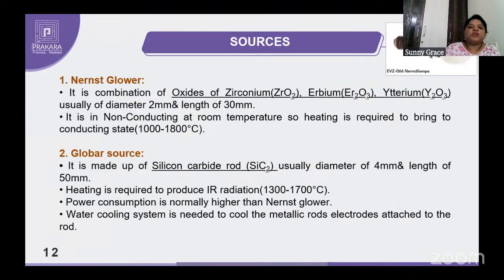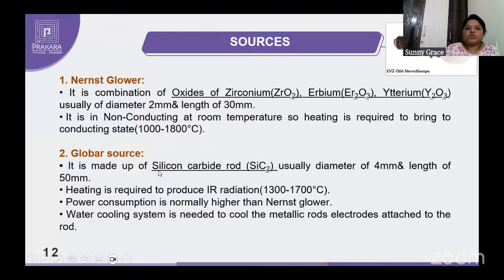So the first one is the sources. In the sources, the most widely used source is the Nernst Glower. It is a combination of oxides of zirconium, erbium, and yttrium, usually with a diameter of 2 mm and length of 30 mm. So this generally looks like our conventional household bulb. It is non-conducting at room temperature. That is the reason why heating is required to bring it to a temperature of about 1000 to 1800 degrees Celsius. And the next source is the glow bar source.